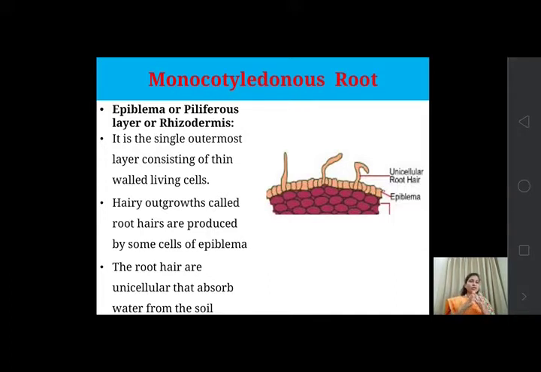The cuticle layer that is present in the stem and all the other parts of the plant body, the outermost protective layer above the epiblema or epidermis, is not present here, because the root has the function of absorption. The cuticle would avoid the absorption process, so the cuticle is absent. And the root is an underground part, so it does not require any cuticle membrane. So this is the epiblema or the piliferous layer or the rhizodermis.